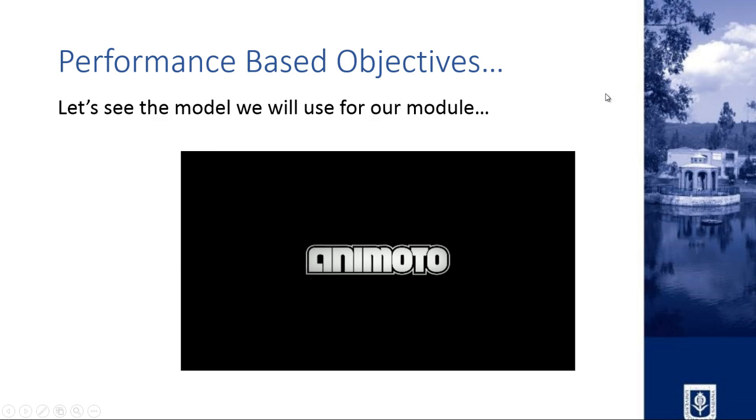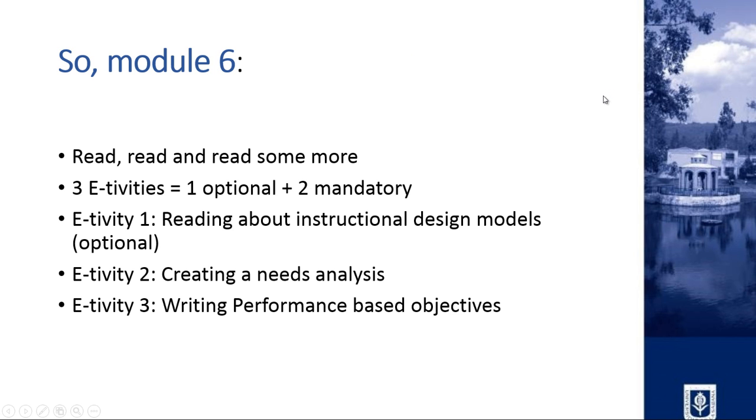Okay, I hope you were able to watch it. So, Module 6, we have to read, and read some more, as always. We have 3 activities. 1 is optional and 2 are mandatory. Activity 1, reading about instructional design models, calls for a summary of the different models and the application to your context. If you can, do it. If not, that's okay. I understand. It's a short module this time.